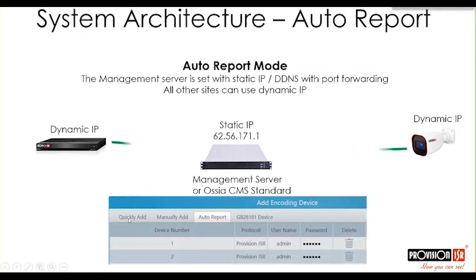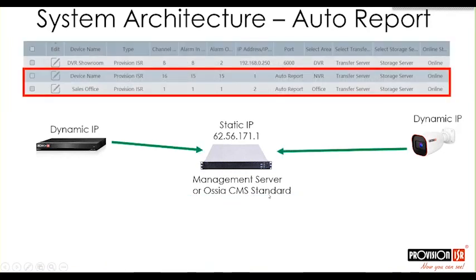You can see we have the quick add, we have the manual add, and we have the auto report. Now we need to add devices 1 and 2, set the username and password, and that's it. The devices are connected. Okay, you can see here auto report. Nothing needs to be done on the device side. All the configuration is done on the server side, which is very convenient, very easy, and saves a lot of work and a lot of hassle on managing of IP addresses.